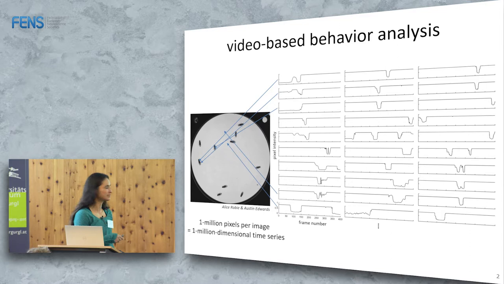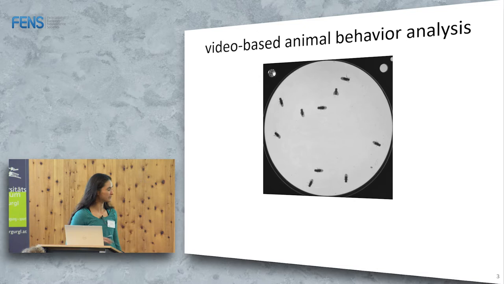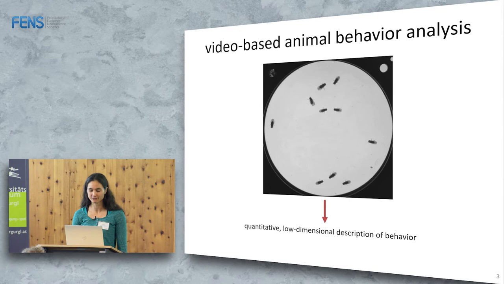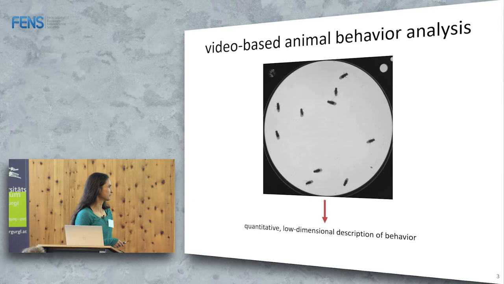There are a million pixels in this image. It's a 1,000 by 1,000 image, which means it's a million dimensional time series. What I'm showing here are a bunch of different pixel locations over time, and that on its own is very hard to interpret quantitatively. So my lab works on methods for going from this video to some kind of quantitative, low-dimensional description of behavior. We spend a lot of our time thinking about what that description of behavior should be and how to automate the computation of that description.